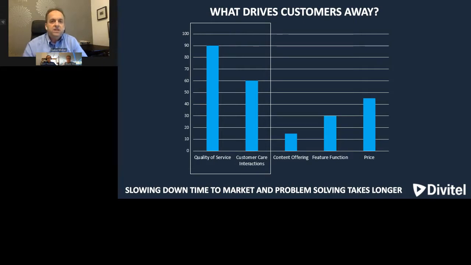Research data suggests that what drives customers away is not necessarily their dissatisfaction with the offering or with the price. The two most critical factors are the quality of service and the quality of customer care interactions. From both primary and secondary research, we know that in many cases, it only takes one bad experience for the customers to walk away. And this is dangerous because service providers may get only one chance.